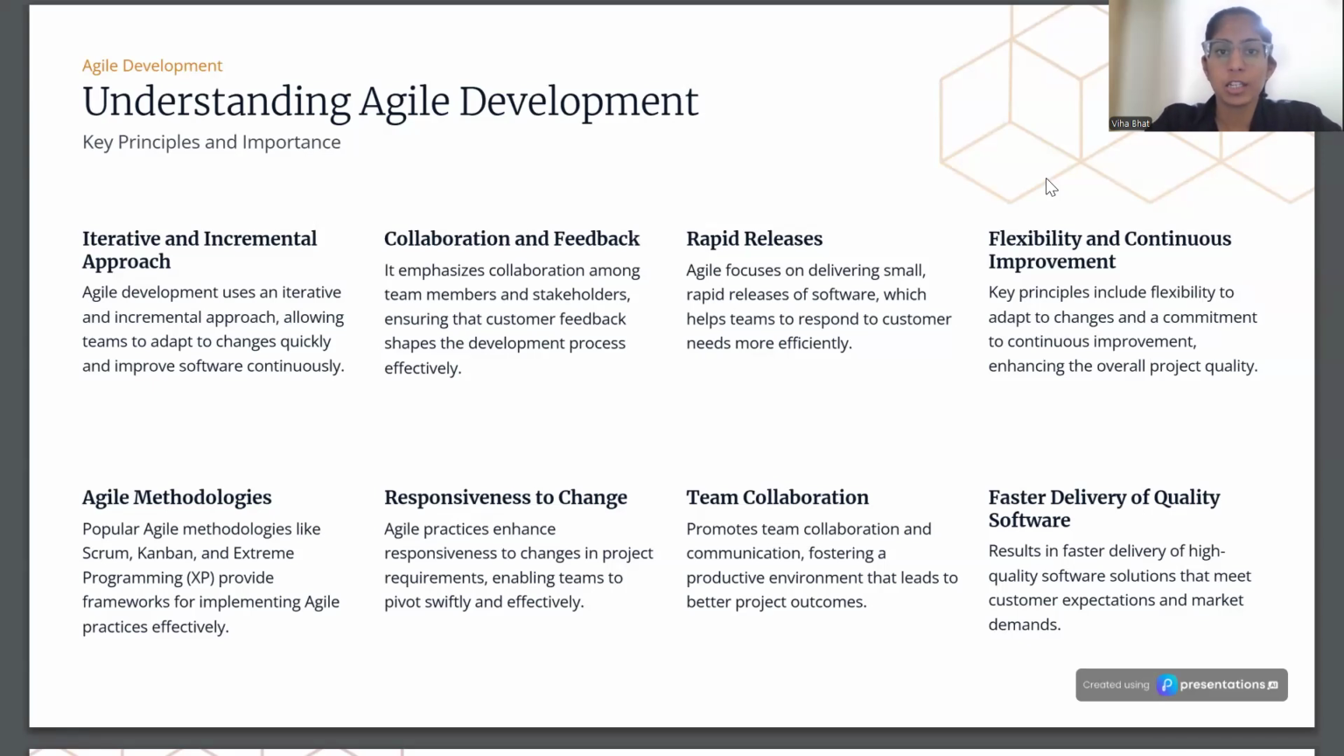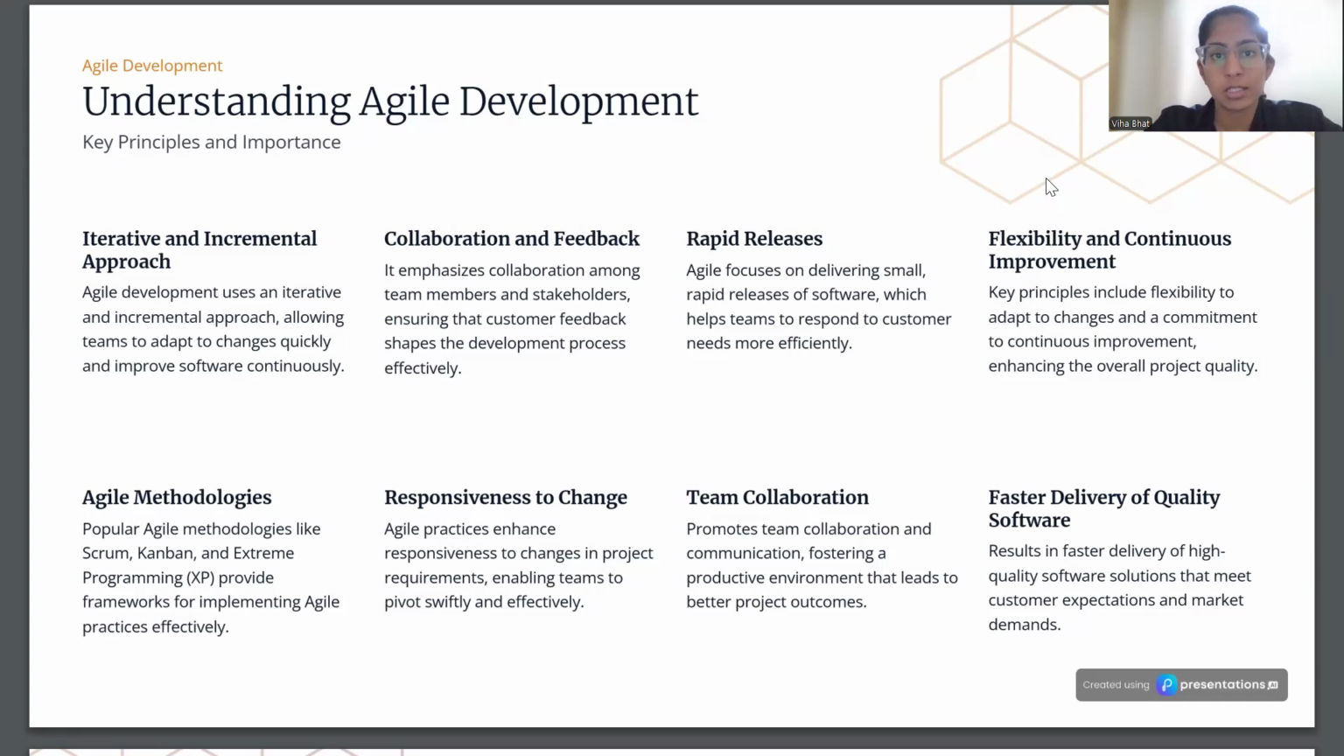First of all, agile development is basically a combination of iterative and incremental approaches to building a project. This allows teams to adapt to changes quickly and improve software continuously. Next, the basis of agile development is collaboration and feedback. Agile development pushes people to get constant feedback on their project and get as much collaboration as possible between all fields of work.